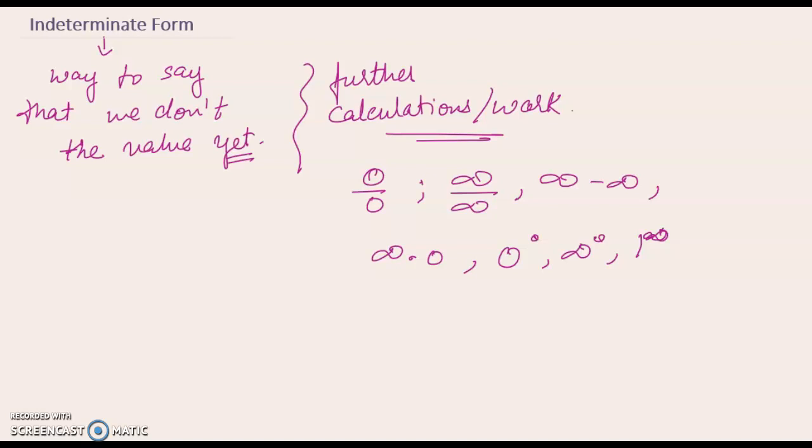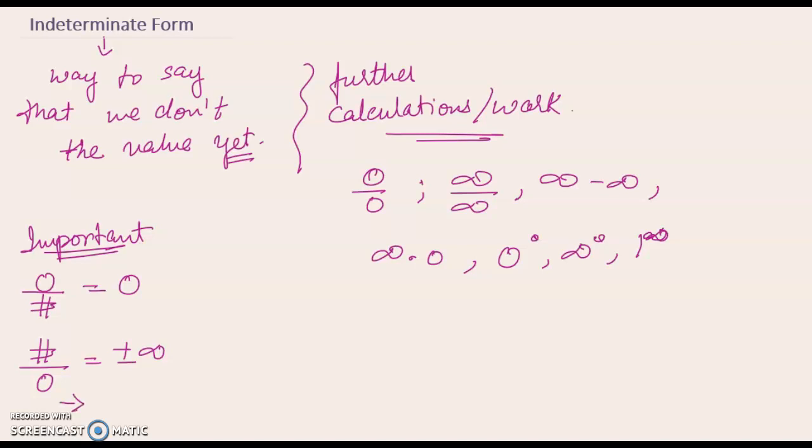Now, apart from that, there are certain other properties which are really important. These are not indeterminate forms, but in general they are important things when you are calculating limits and dealing with calculus. When we have a 0 in the numerator and any other number in the denominator, it will give you 0 as the answer. Another thing, if you have any number in the numerator but a 0 in the denominator, it will give you either plus or minus infinity. Whether it is plus or minus infinity will depend on whether it is coming from the left or from the right. That will define plus and minus.